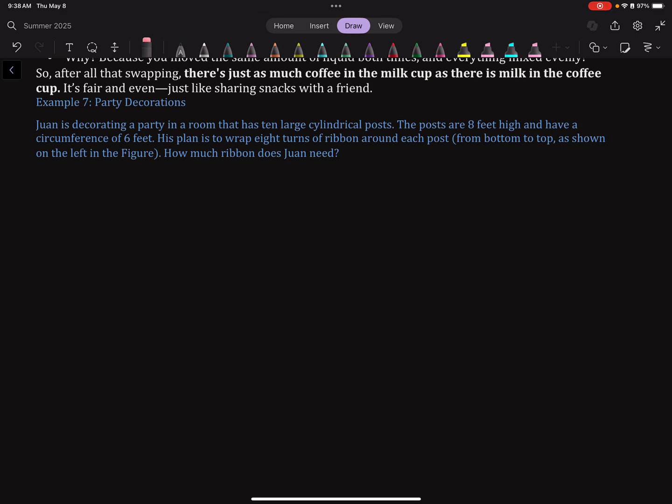I took away the figure, my bad. We're going to draw the figure. How much ribbon does Juan need? So you're setting up for a party and you want to wrap ribbon around the post. You want to make sure you have enough ribbon, because I don't know if this ever happened to you, where you run out and you're like, oh my gosh, I have to go back to Party City and grab more. So we need to know how much ribbon we actually need.